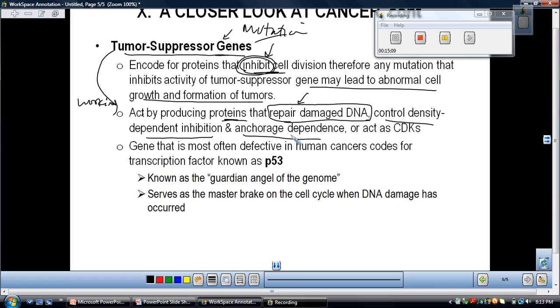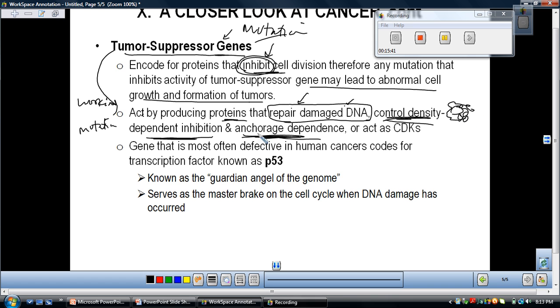They also control anchorage dependence. If you remember, a cell must be attached to a substrate in order for it to divide. Okay, so imagine this: a mutation to this gene, and we no longer can repair damaged DNA. So the DNA is damaged, and if the cell divides, it now has more cells with damaged DNA, aka cancer cells. We now lose the ability to have density-dependent inhibition, which means cells are going to touch other cells and just keep dividing, and make a big tumor.